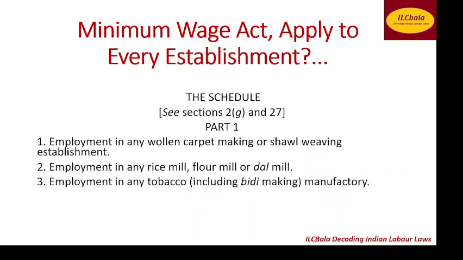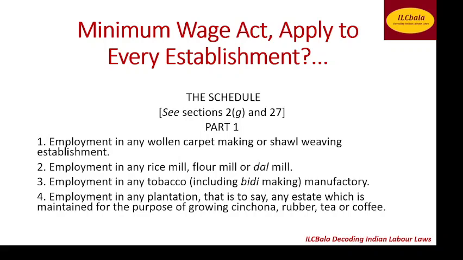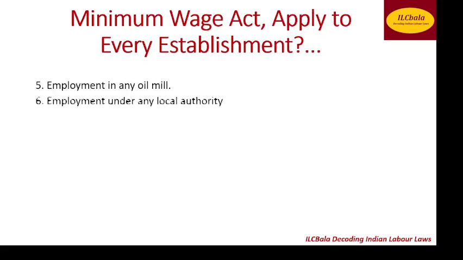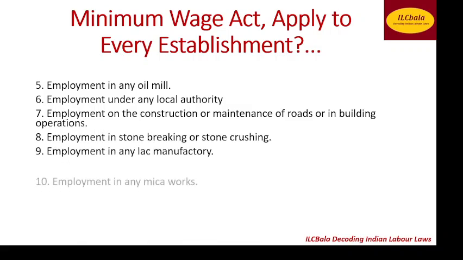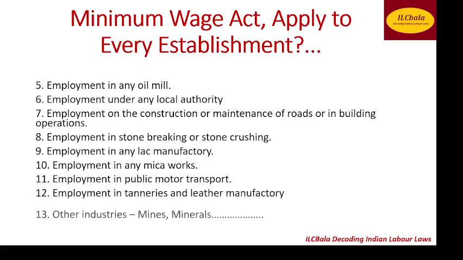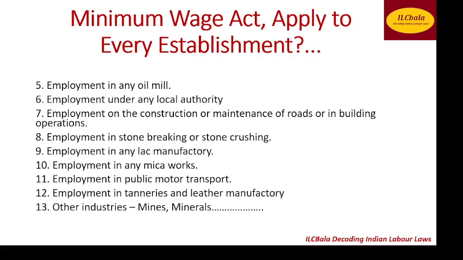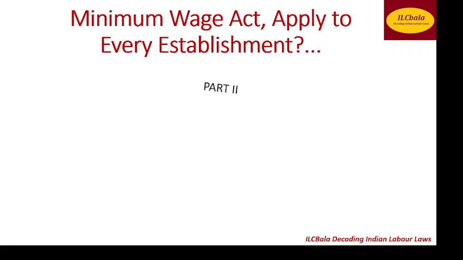So let's look at what that schedule is all about. The schedule, as mentioned in section 2G and section 27, part 1 covers industries: employment in woolen and carpet, rice mill, tobacco plantation, rubber, tea, coffee, oil mill, local authority also included, roads, maintenance, construction, stone breaking, mica work, motor transport, leather industry, mines, minerals, etc. This is the original schedule. Let's look at part 2. What does it talk about?